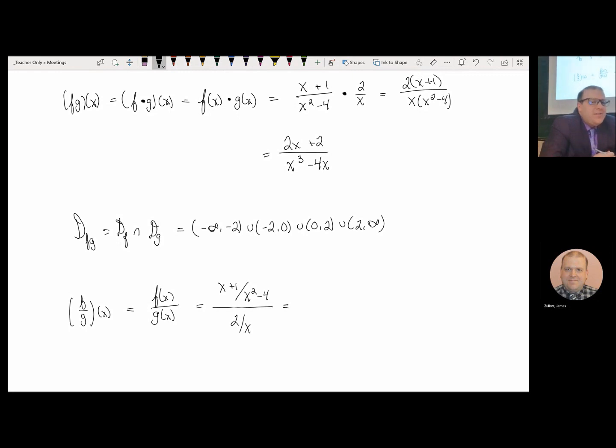How do you divide fractions? What gets multiplied by the reciprocal of what? And then it just becomes a simple multiplication problem, right? Where you multiply straight across. And again, there's no simplification, so that is our function.